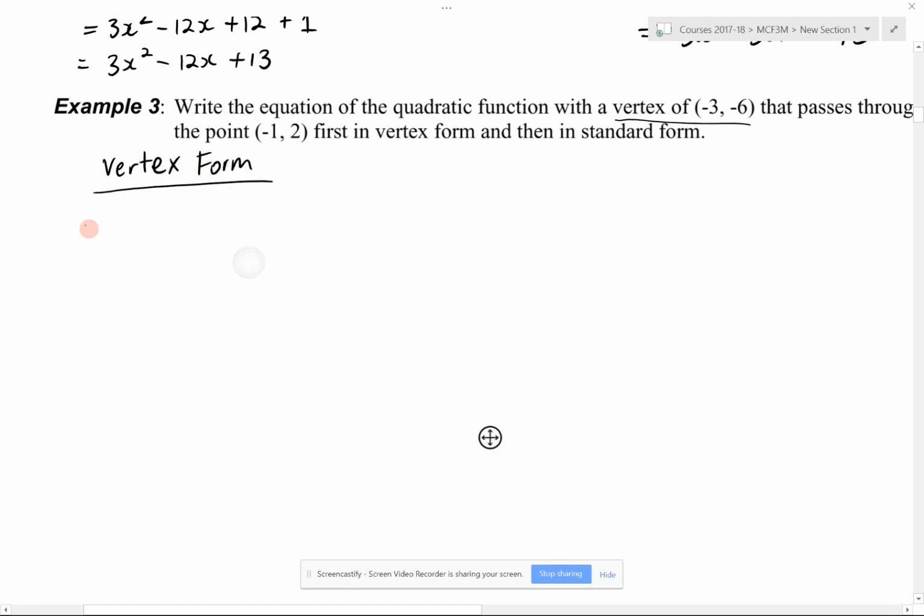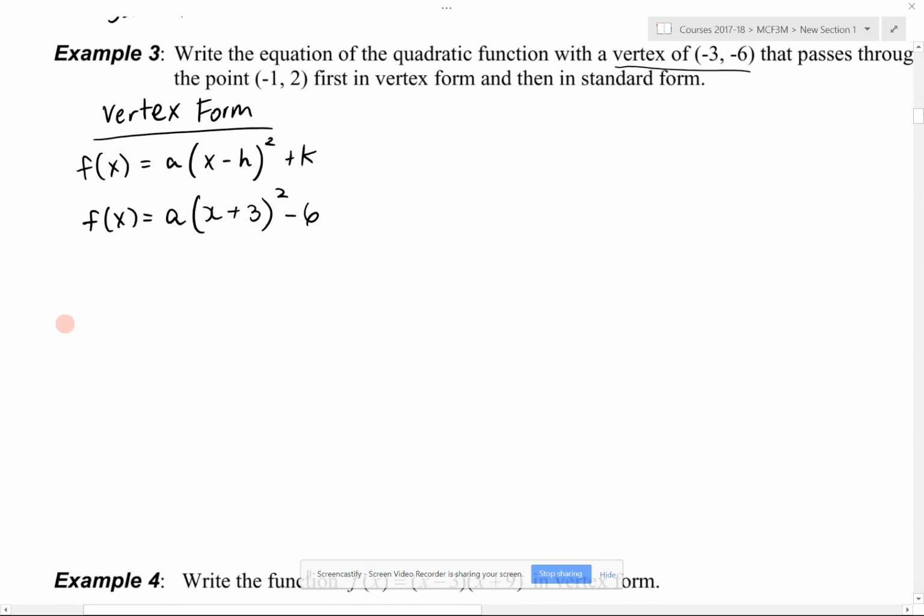Okay, so we're going to write out the vertex form generally. So f of x is equal to a times x minus h squared plus k. And then I'm going to replace my h and k with the actual values for the vertex. So I'm going to use that vertex, -3 and -6. And I'm going to write here f of x equals a times x. So x minus -3 becomes x plus 3 squared. And your k value is -6, so -6 goes out there.